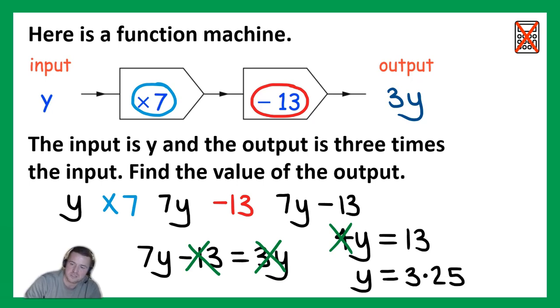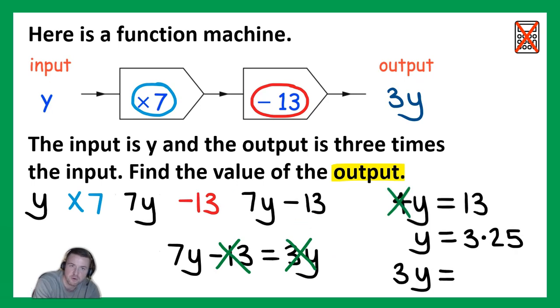Lastly, the question doesn't ask me to work out the value of y, which is the input. It actually asks me to work out the output, which is 3 lots of y. Multiplying 3.25 by 3 gives me my final answer, the output 3y, which is 9.75.